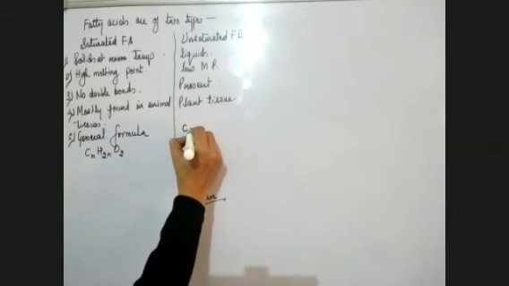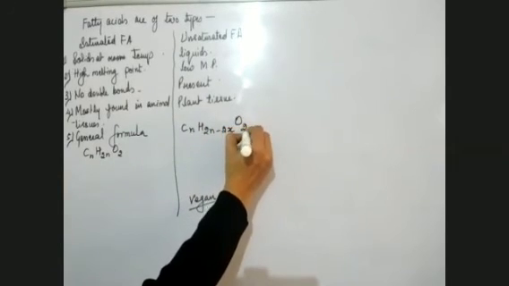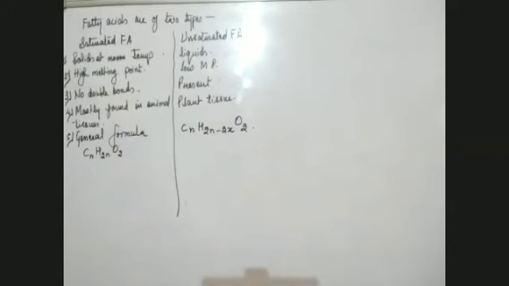The general formula of saturated fatty acids is CnH2nO2, and the general formula for unsaturated fatty acids is CnH2n minus 2xO2.